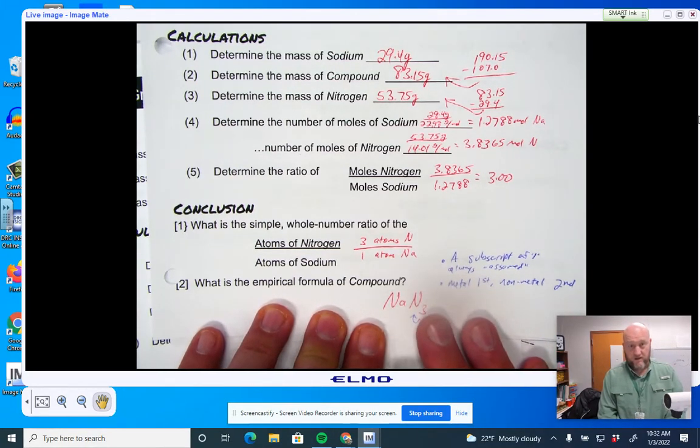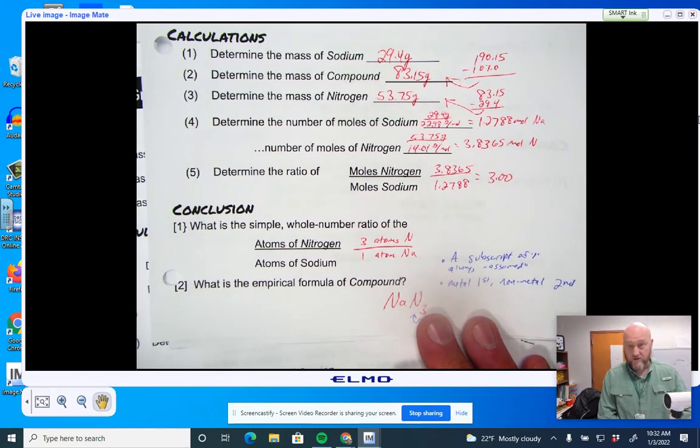Now, use this same strategy, use this same process to go ahead and answer the next few questions on this assignment, this activity. If you have any questions, please let me know.